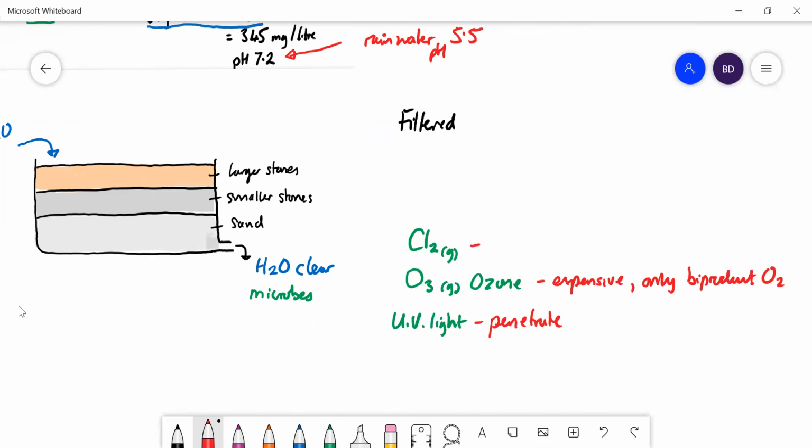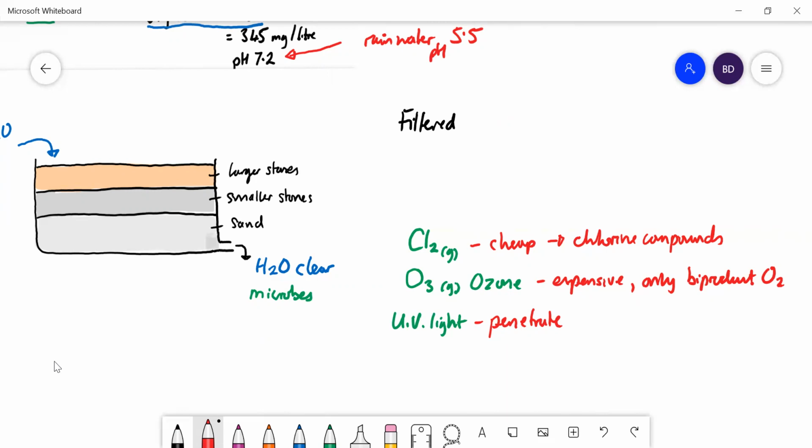Chlorine, this is the most common way of sterilizing water, is cheap, but people are becoming worried that you end up with some chlorine compounds which may be toxic and build up in the environment and be bad for living organisms. So there's the three ways of sterilizing water, and as I say, chlorine is by far and away the most common method used.